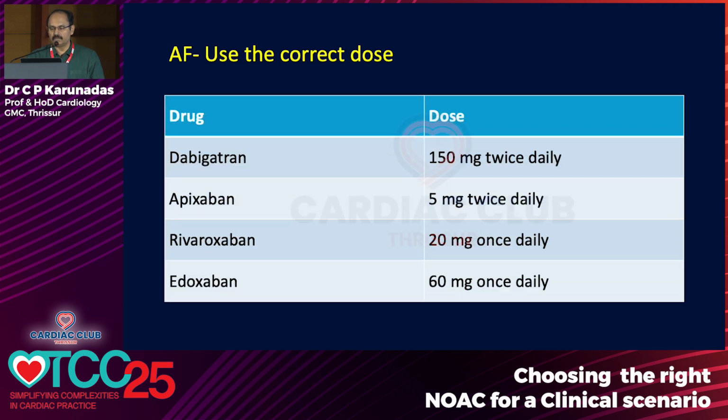Dabigatran 150 mg twice daily, apixaban 5 mg twice daily, rivaroxaban 20 mg once daily, and edoxaban 60 mg once daily. We should not reduce the dose unless there are specific indications.